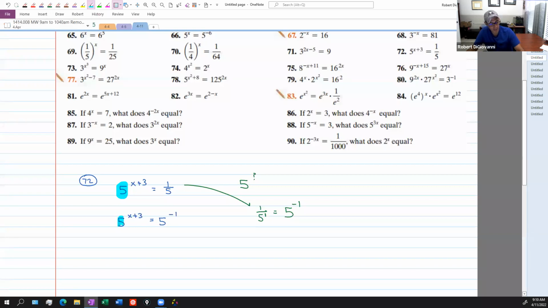Now they have the same base, and so what I need to do is set this equal to that. So I need x plus 3 to equal -1 in order for this to be true. Then I can subtract 3 on both sides, and I get x must be -4. All right, that seemed to cause a little issue. Are y'all all right with that? Yeah.